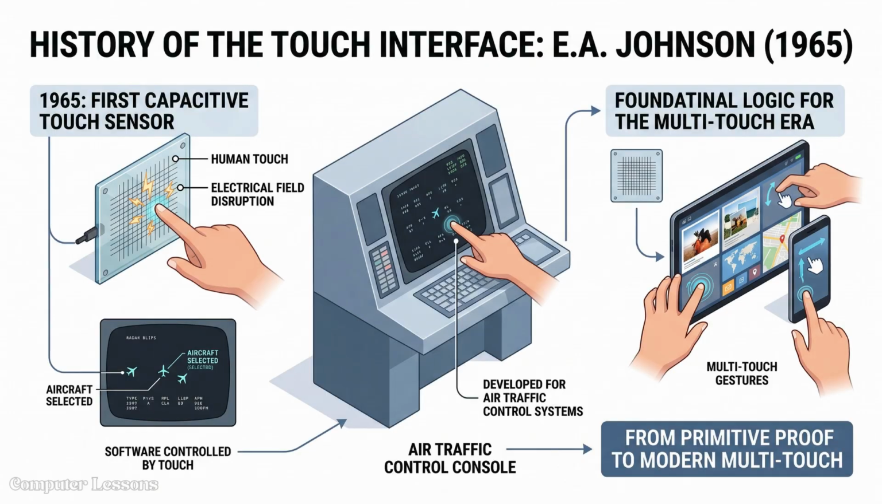The history of the interface began in 1965 with E.A. Johnson, who developed the first capacitive touch sensor for air traffic control systems. While primitive, this invention proved that software could be controlled by human touch. It laid the foundational logic for the multi-touch era we experience today.